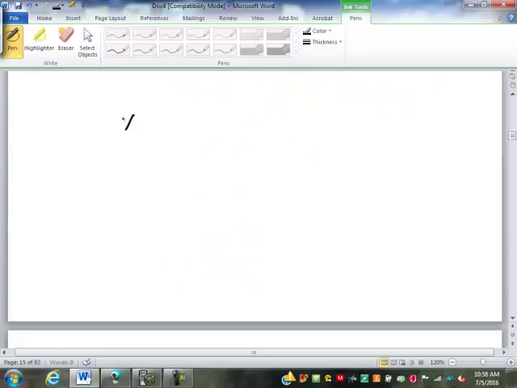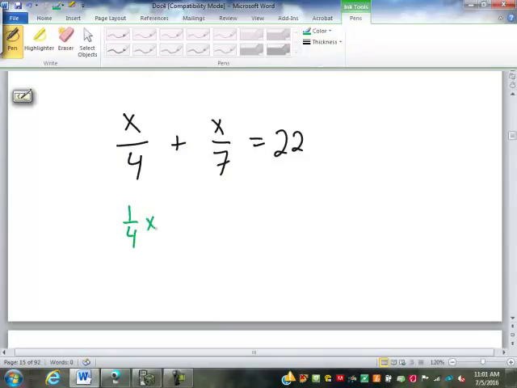So let's have you try one. X over 4 plus x over 7 equals 22. See if you can make that one work. So this becomes 1/4 x plus 1/7 x equals 22. What's 1/4 plus 1/7? 11/28. So that's 11/28 x equals 22. What's next?